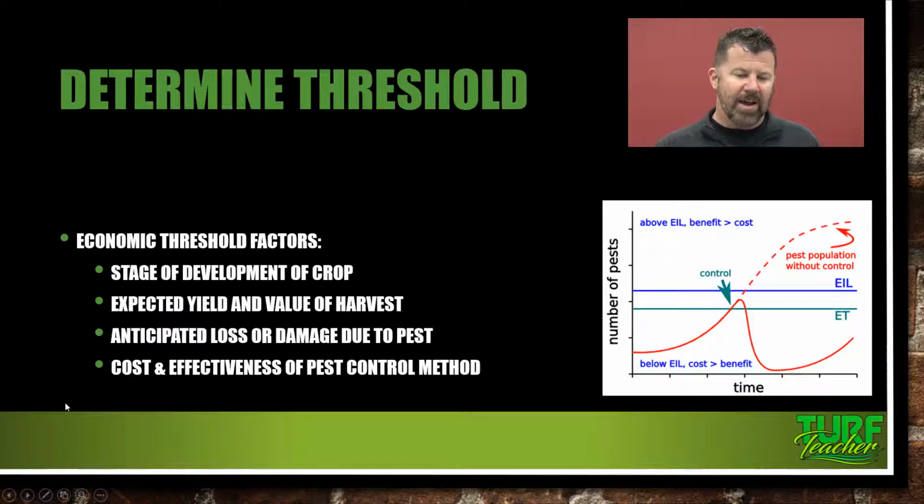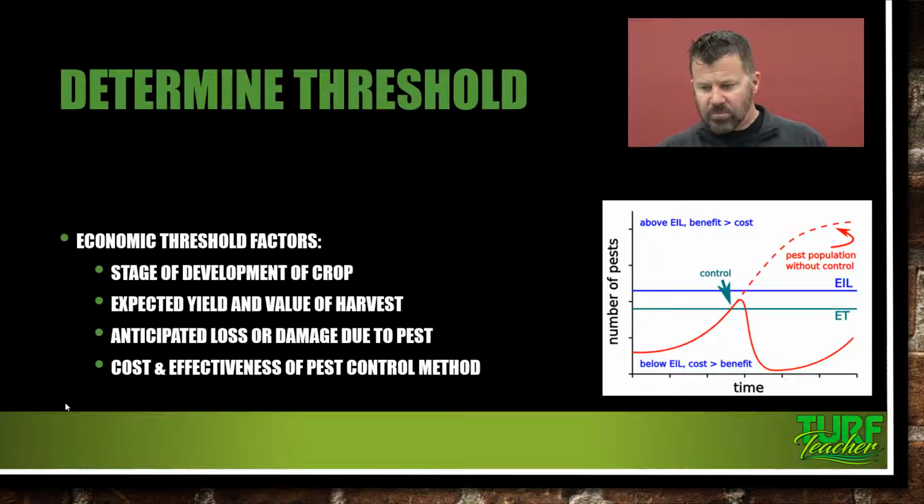Determine that threshold. Economic threshold factors: the stage of development of the crop, expected yield and value of the harvest. What is that going to do to it? What is the anticipated loss or damage due to the pest? And then what about the cost and effectiveness of the pest control? Sometimes it may be more expensive to apply a pesticide than to let the insects have what they're going to get anyway. They've already eaten part of the crop and damaged it. If you go ahead and spray a pesticide on it, it may make more economic sense not to spray it. Just let them have what they've got, harvest what you can, and not waste the money on the pesticide.